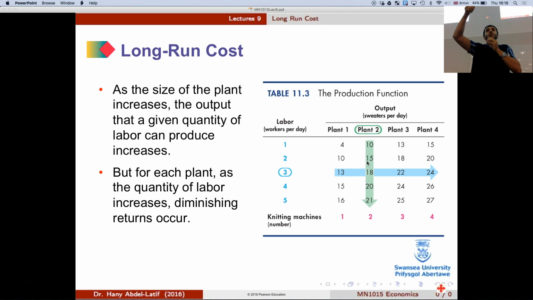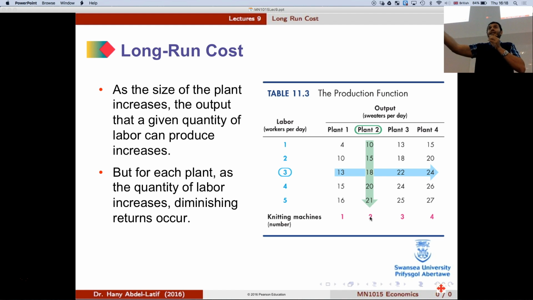So the contribution of the first one was 10, and then the contribution of the second one is 5. Let's see the contribution of the third one. 3. So what's happening here to the marginal product of labor? It's diminishing, it's decreasing. Now let's look at the marginal product of capital. Let's look at this if we have only 3 workers. With 3 workers and the first machine, we got 13 sweaters per day. And when we added 1 more machine, so we move to plant 2, why can we do this?